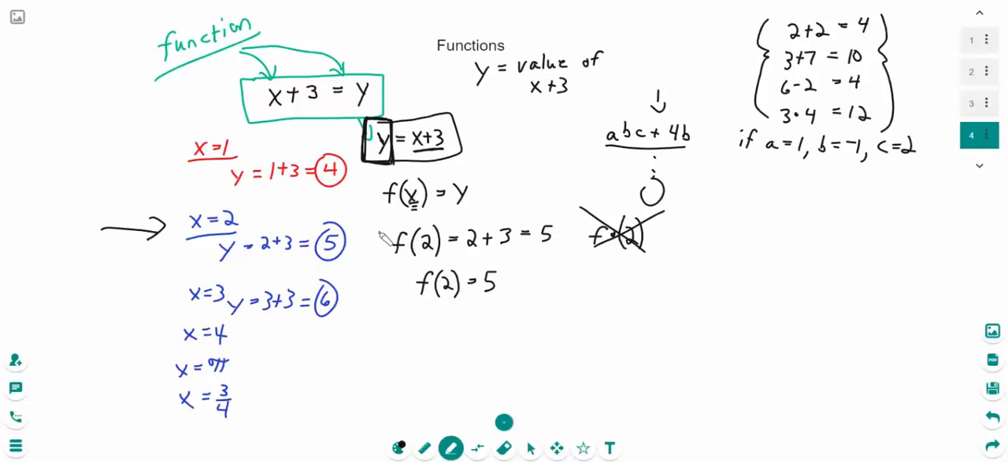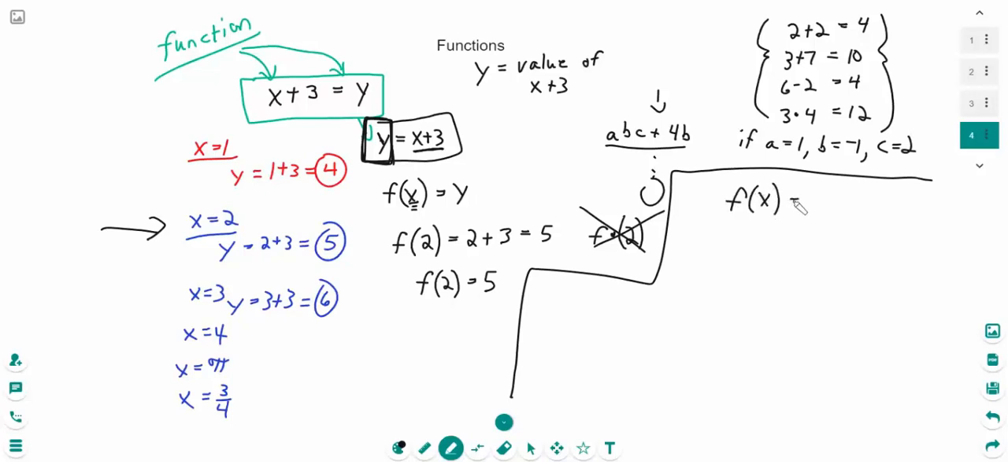Let's try a couple of examples of this, and hopefully this will make it more clear as we do them. So let's just give you a function. I'm going to create a little space over here. Let's say we have a function, f of x, and let's say f of x, the function, is equal to 2 times x, or 2x.